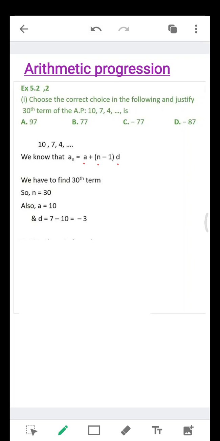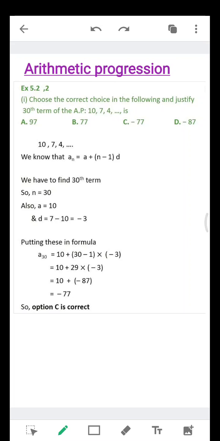Okay, now we'll find 30th term of this series. We'll put all these values in the formula. a30 is equal to a plus, a is 10. Okay, our a value is 10, so 10 plus n minus 1. What is n value? 30 minus 1 into d. d is minus 3. Okay, so we'll put all the values, and we get a30 as minus 77. So what is the correct option in this? The correct option is option number C.